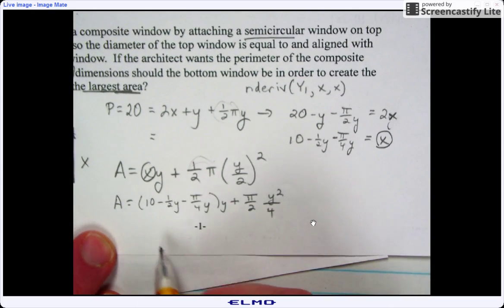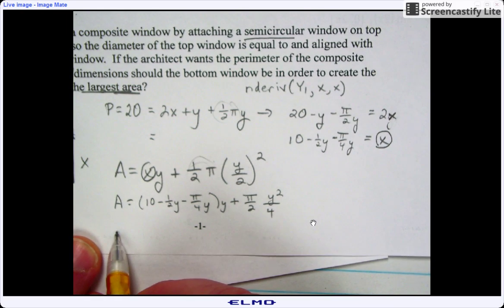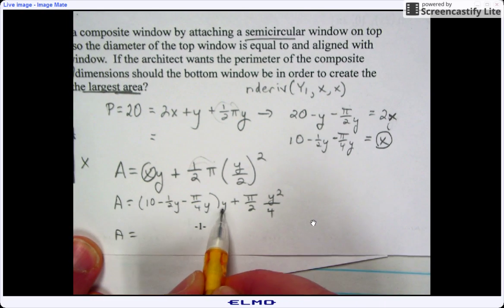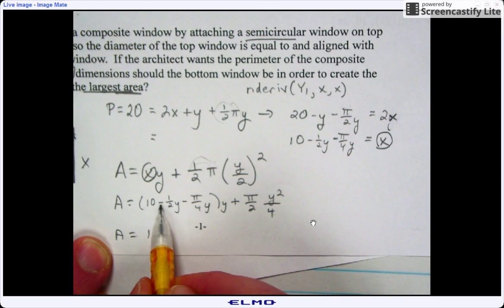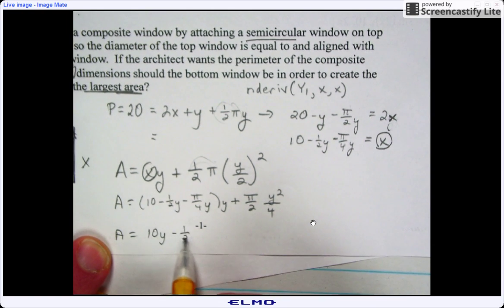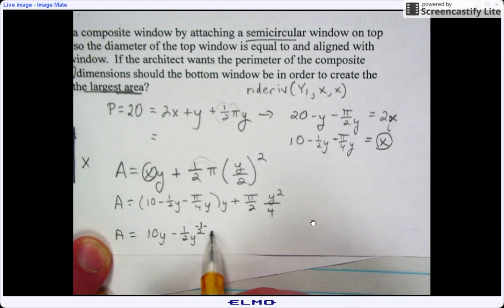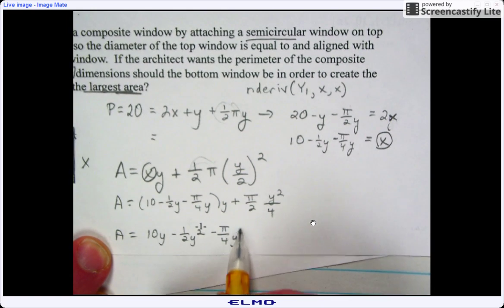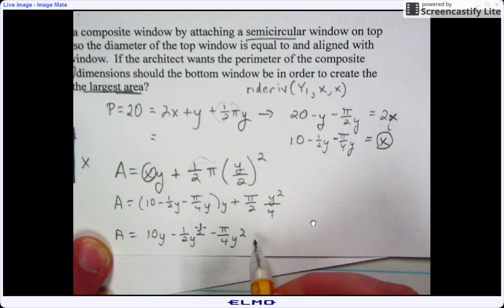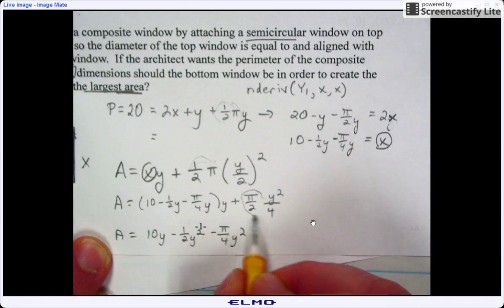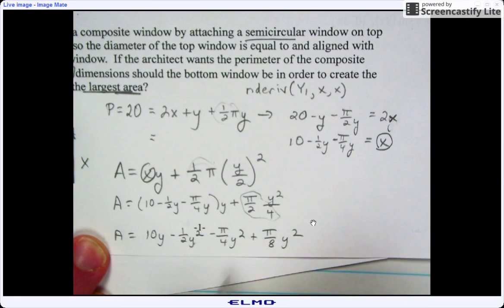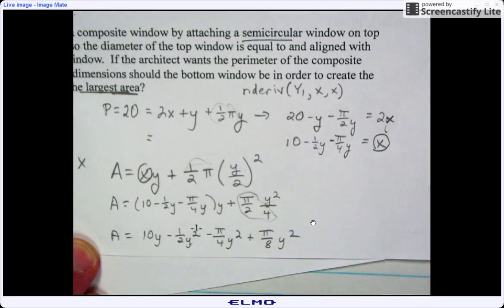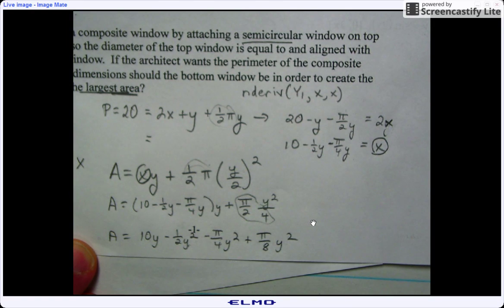It's going to be helpful to simplify your area before you take the derivative. So distribute the y. So I have 10y minus 1/2 y squared minus pi over 4y squared. You can combine those y squares if you want to, but there's not really a need to. And then this all can become pi over 8 y squared. So we really have 3 different y squared terms. If you want to combine those into something, then you can, but there's not really a need to do that.